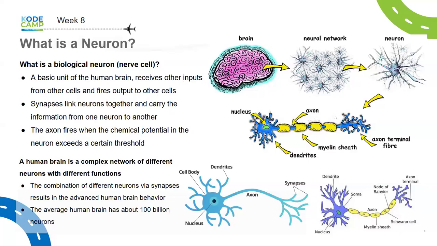Again, this is just another drawing, same thing. The cell body is called the soma. You have the dendrites, you have the nucleus, then you have the axon, then you have the myelin sheath, you have the Schwann cell, the node of Ranvier. So there are some points where the myelin sheaths kind of join each other. And then again, you have the axon terminal fiber, and the synapses at the end.